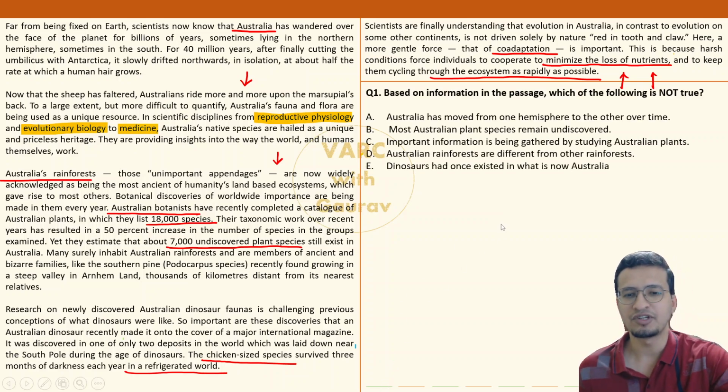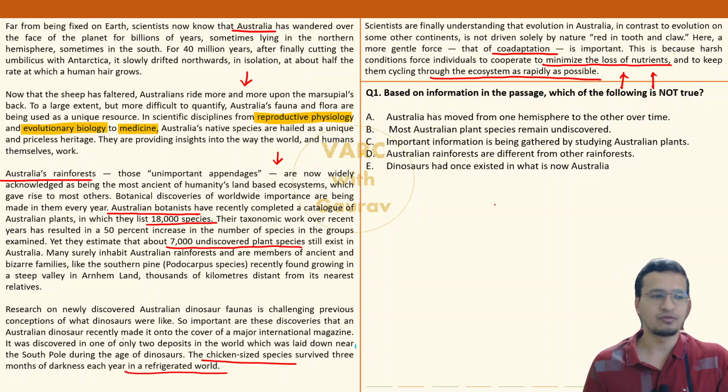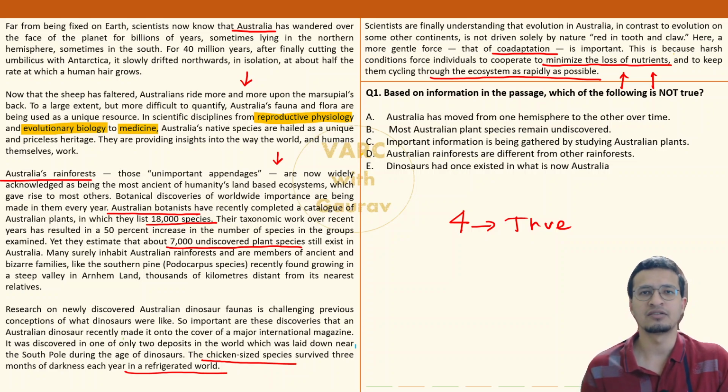All right. First question, based on information given in the passage, which of the following is not true? Okay. What does this mean? That we are going to get 4 options which are true. All right. And the one option which is not true can be marked as your answer.